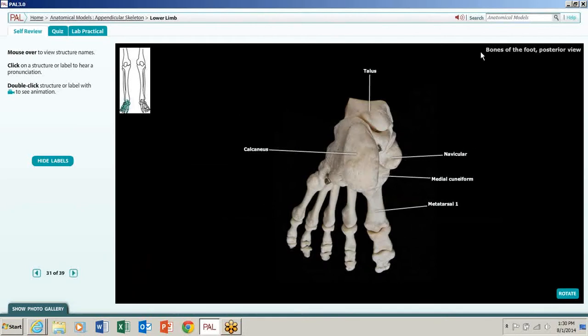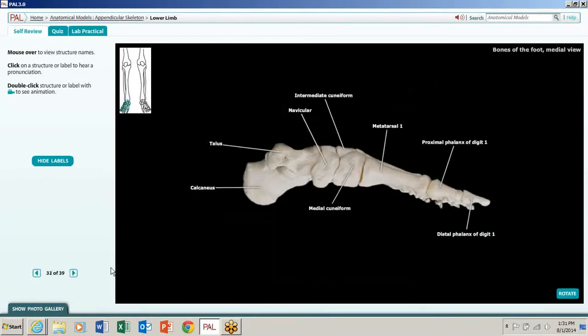There's the bones of the foot, a posterior view. So there's the talus, there's the calcaneus, there's the metatarsal one, the big toe, if you will. There's the bones of the foot, a medial view, calcaneus, talus, and the rest of the tarsal bones. There's one of the metatarsal bones, number 1. And there's the proximal phalanx of digit number 1, the big toe, and there's the distal phalanx.